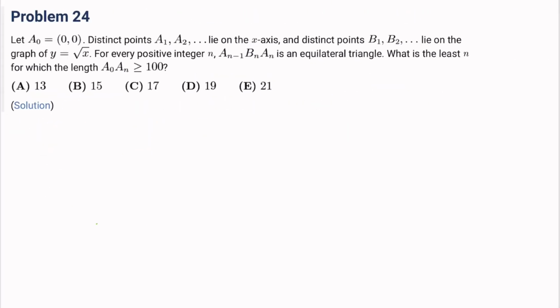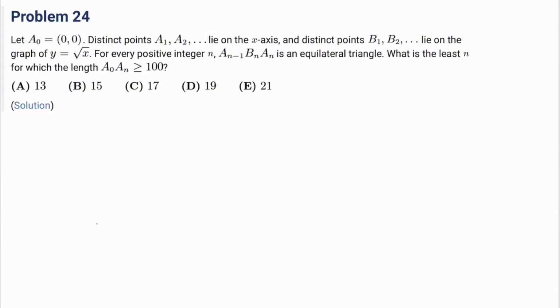Number 24, let A0 equal 0, 0. Distinct points A1, A2 all the way lie on the x-axis, and distinct points B1, B2 all the way lie on the graph of y equals root x. For every positive integer n, A(n minus 1), Bn, An is an equilateral triangle. What is the least n for which the length A0, An is greater than or equal to 100?